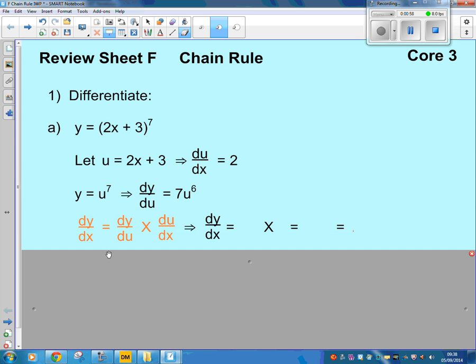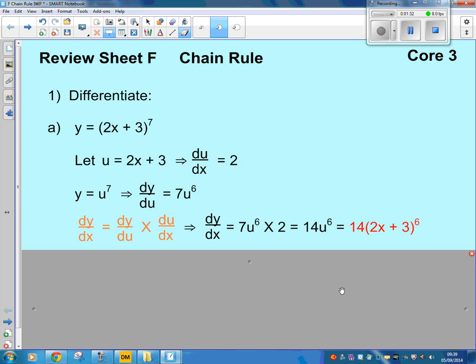Now the chain rule is that dy over dx equals dy over du multiplied by du over dx. It's like with fractions where the du's would have cancelled out. So you get dy over dx is dy over du, that's 7u to the power of 6, multiplied by du over dx, 2. So 14u to the power of 6. Replace the u by the 2x + 3 in brackets, and you're left with the final answer, 14(2x + 3) to the power of 6.